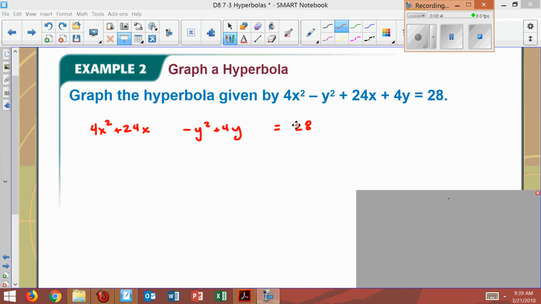28. Now, before I continue, I have to see if I need to factor out these. I see in this parentheses I do need to factor out a 4. So when I factor out a 4, this will actually become a 6. So let's now complete the square.